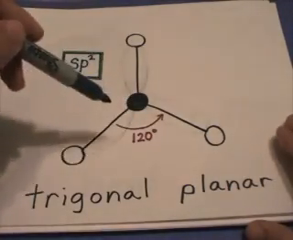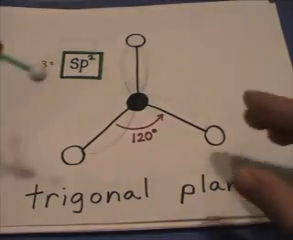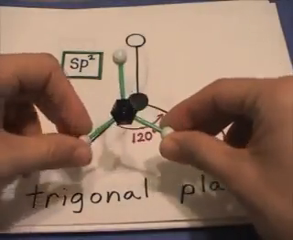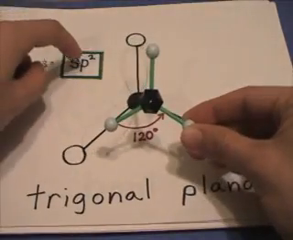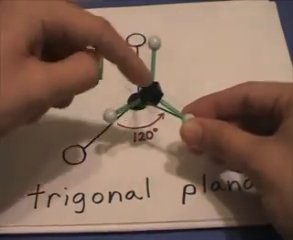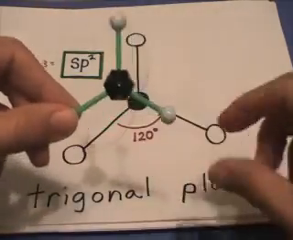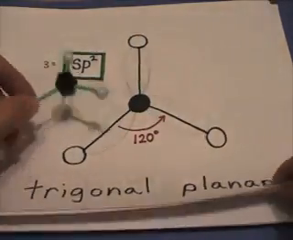will form 120 degree bond angles, and the hybridization is sp2. There are 1, 2, 3 regions, so s is 1, and there's 2 p's. There's 3 total. sp2 hybridized, 120 degree bond angle, trigonal planar. It's all on the same plane.